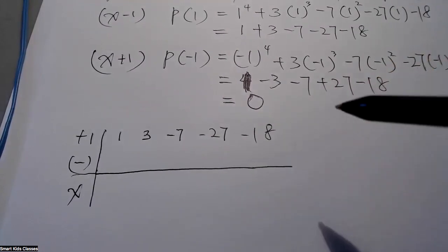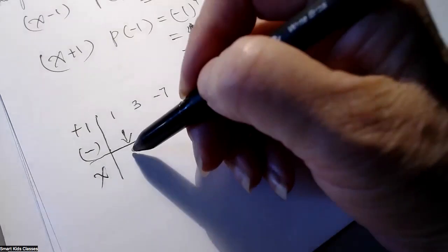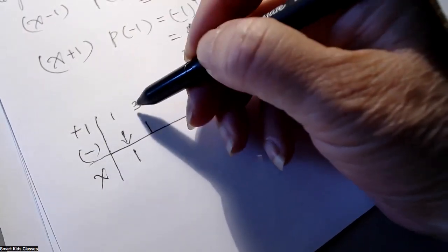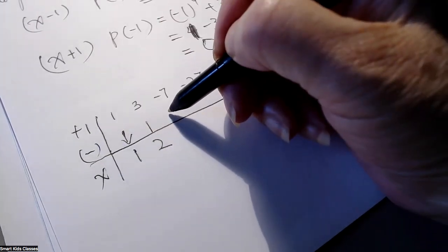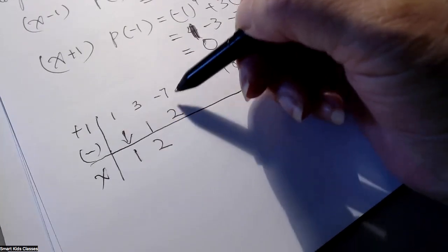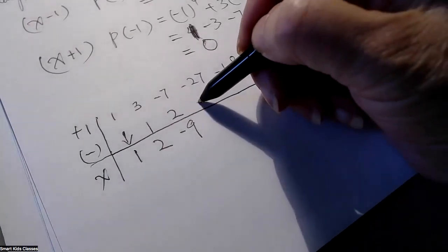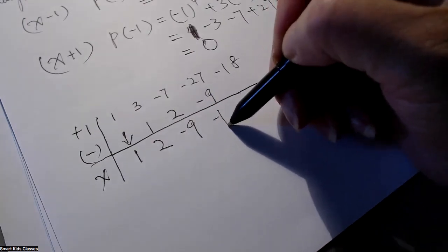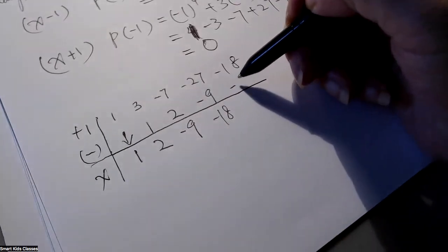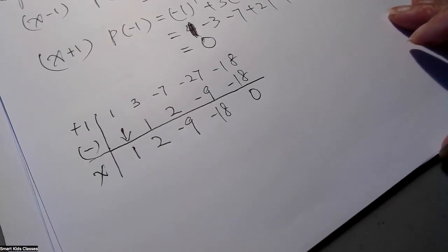Now, let's write all the coefficients on top. We're going to bring the first number down. I'm moving the camera to this side. So 1, and 1 times 1 is 1. So 3 plus 1, we get 2. 1 times 2 is 2. And negative 7 minus 2, we get negative 9. And 1 times negative 9, we get negative 9. And negative, we get positive. So negative 18, and 1 times negative 18 is negative 18. Subtract, equals 0.